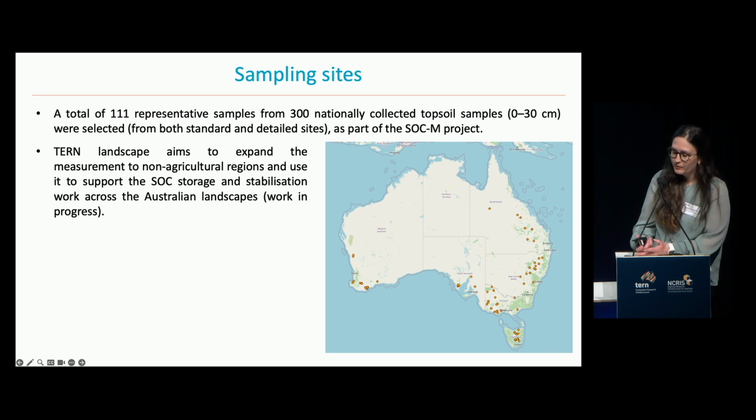They come mainly from agricultural sites. Under TERN, we are trying to expand it to natural ecosystems. This is still a work in progress, but we try to test the methodology.